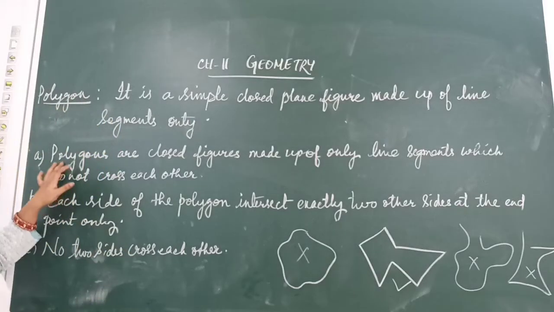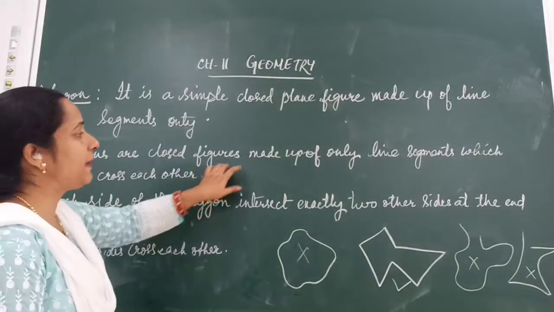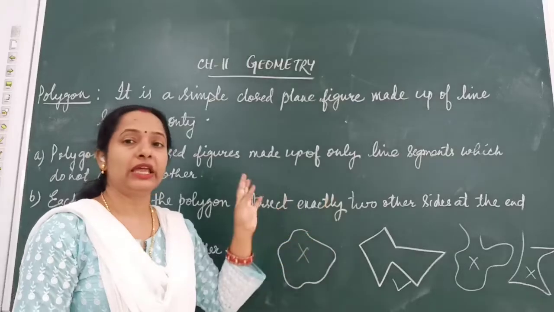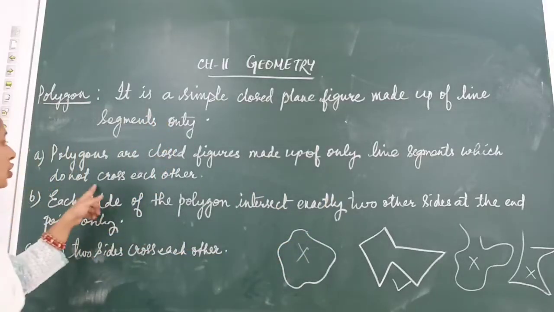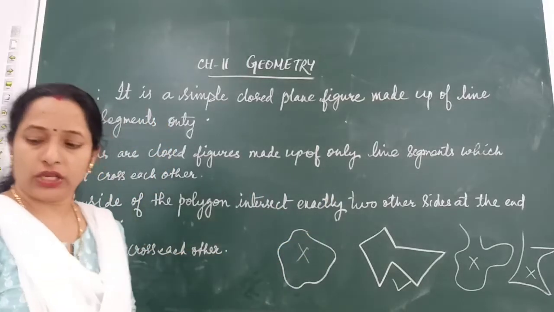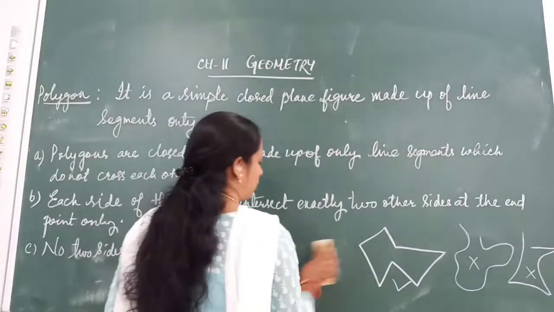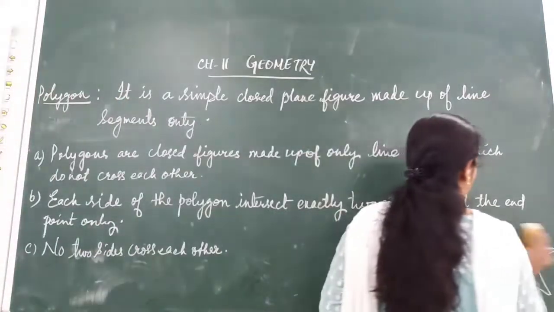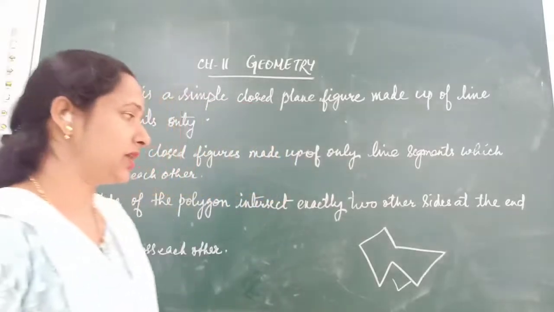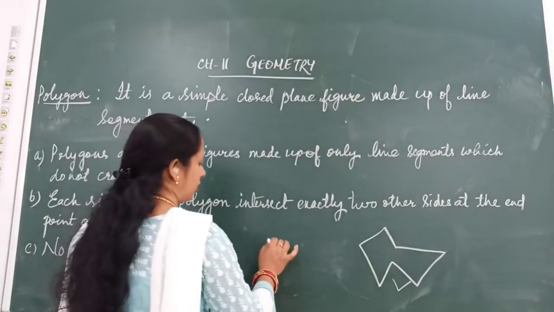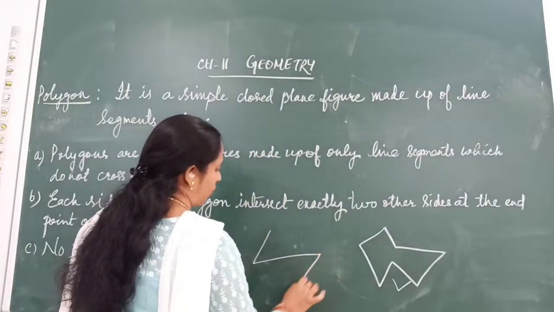The first feature is polygons are closed figures made up of only line segments which do not cross each other. So let me draw a few polygons and try to explain, to make you understand what is said. Here I have drawn a polygon. Now I am trying to draw one more polygon.